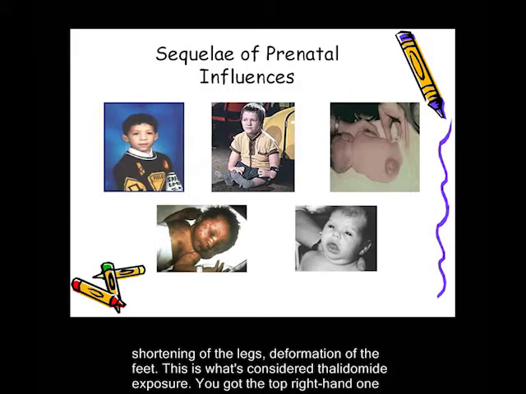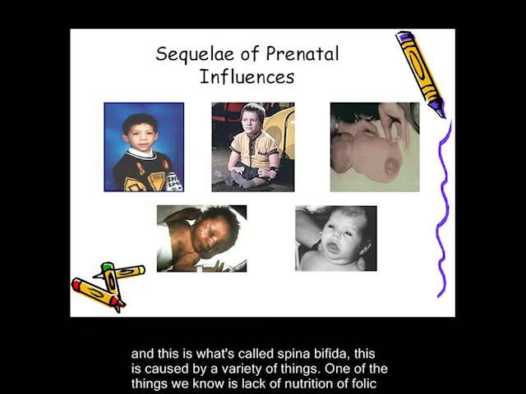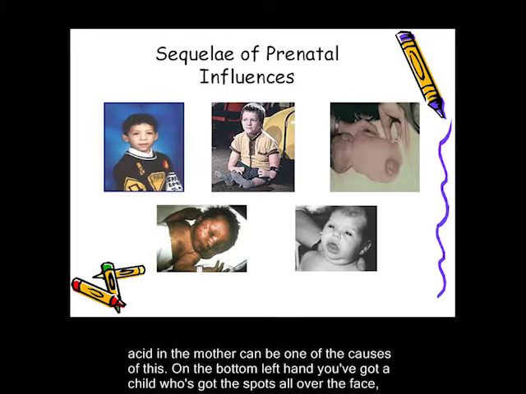You've got the top right-hand one where you've got the fetus with the protrusion from the lower back, and this actually is the spinal fluid in the spinal cord in a sac, and this is what's called spina bifida or meningomyelocele. This is caused because of a variety of things. One of the things we do know is lack of nutrition of folic acid in the mother can be one of the causes of this.